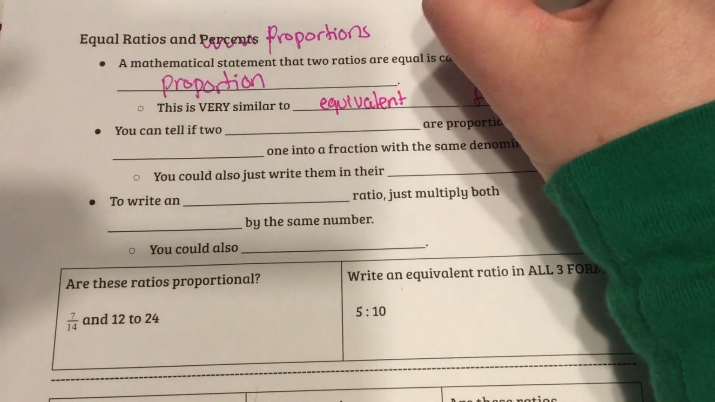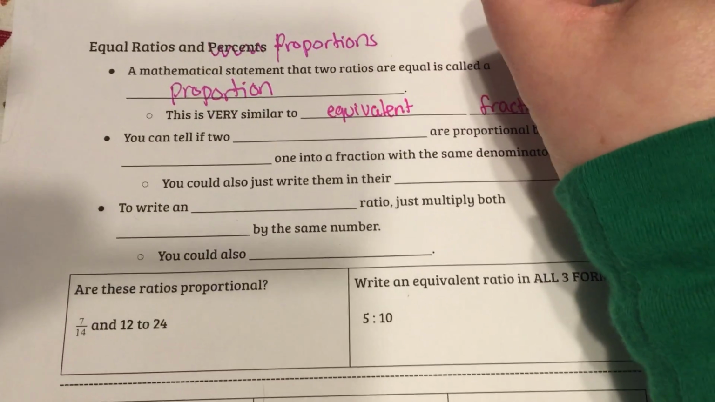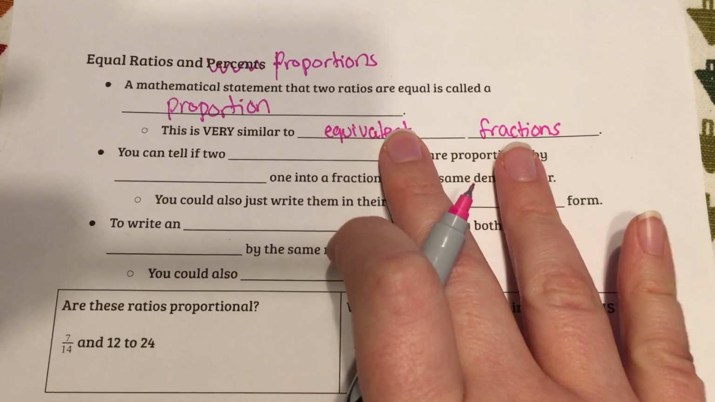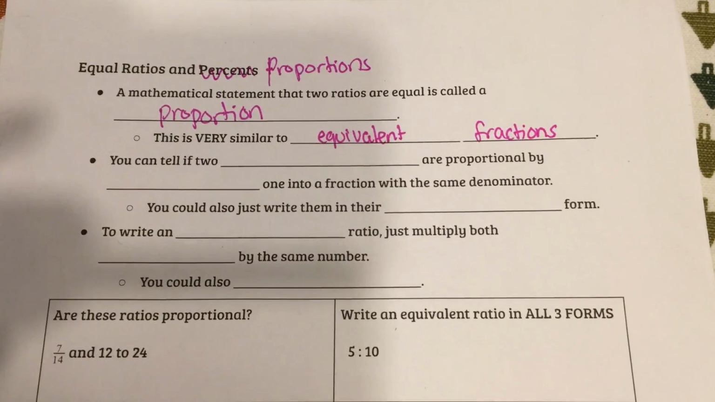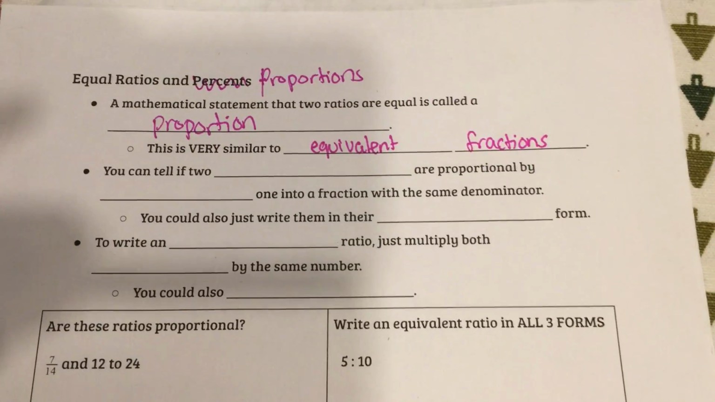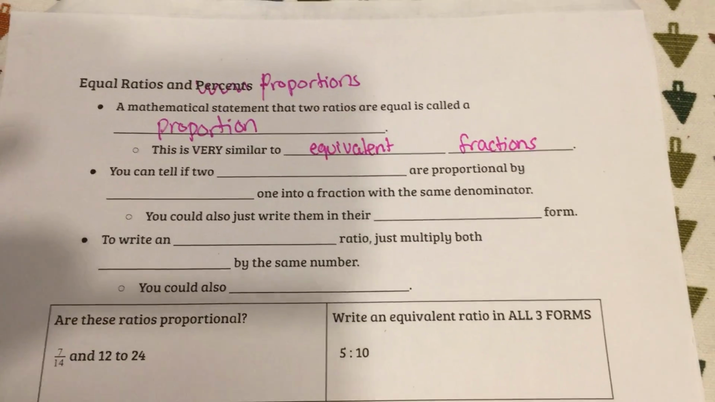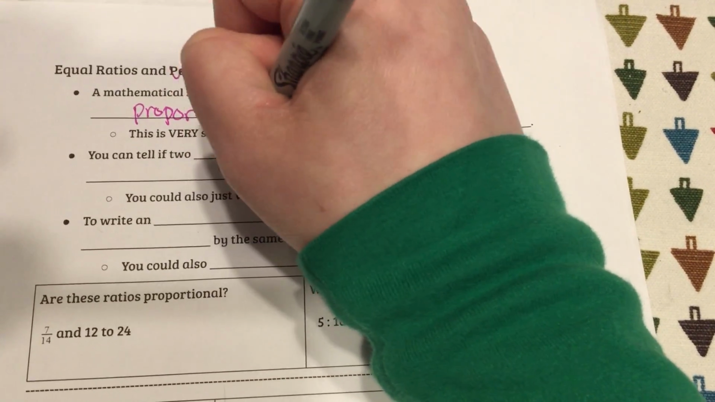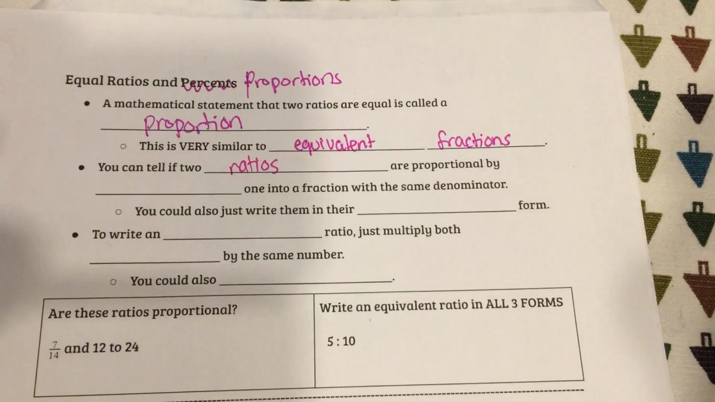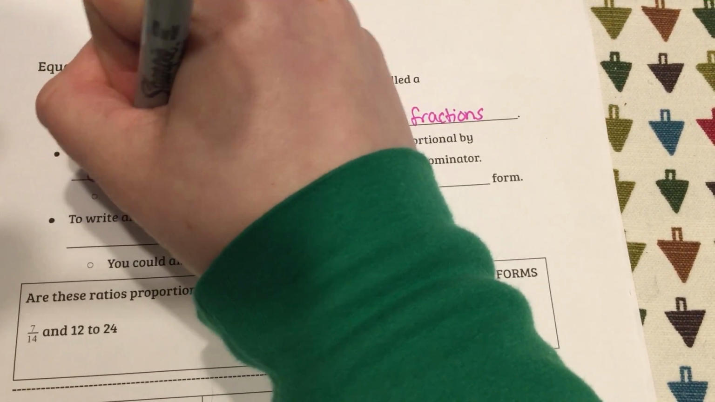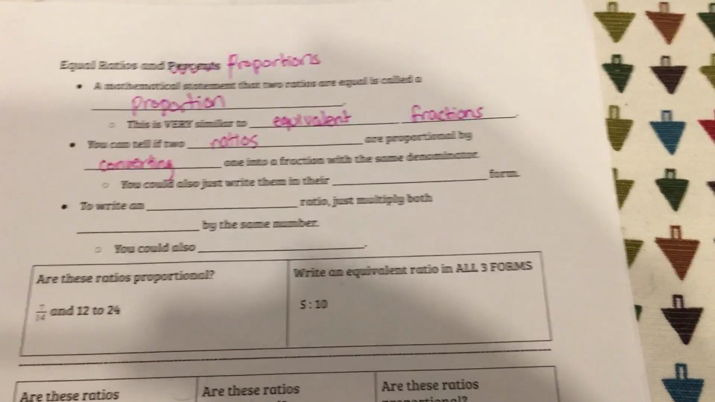And I say very similar because we do have two other forms that we can write our ratios in, but if we write them in fraction form, then it's pretty much going to be exactly the same as equivalent fractions, which you guys are pretty much pros at. But it has been a while, so this might be a good refresher for you. So you can tell if two ratios are proportional by converting or changing one into a fraction with the same denominator.